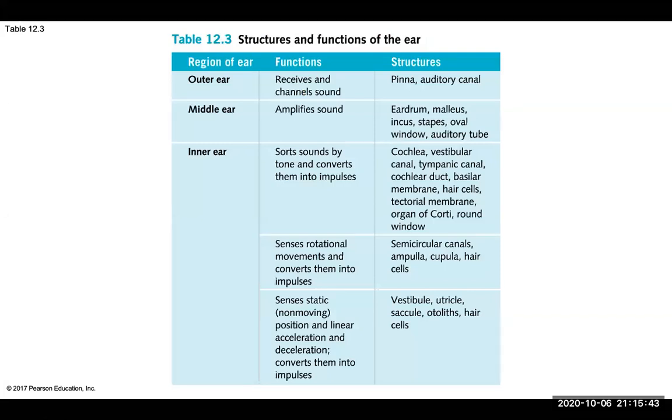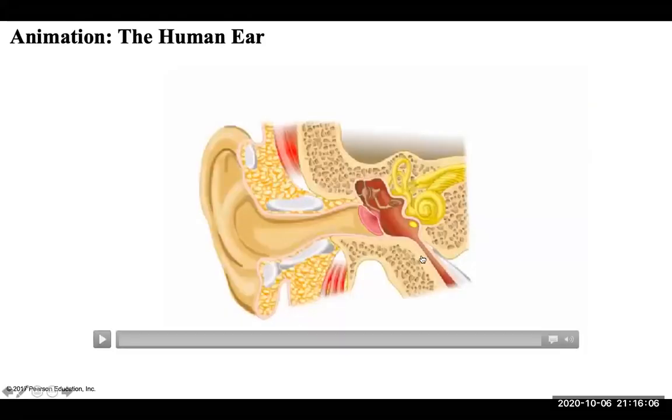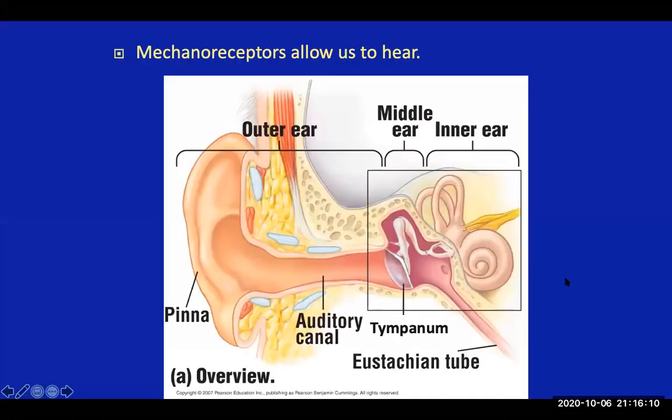These are the structures and functions, again, of the ear. Deafness is loss of hearing. Nerve deafness is damage to the hair cells, and conduction deafness is damage to the tympanic membrane or bones of the middle ear. Otitis media is inflammation of the middle ear, and Meniere's syndrome is an inner ear condition that impairs hearing and balance. This is a great animation to review the anatomy of the ear.